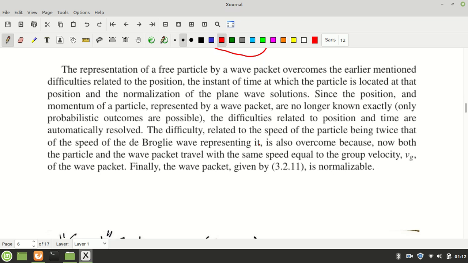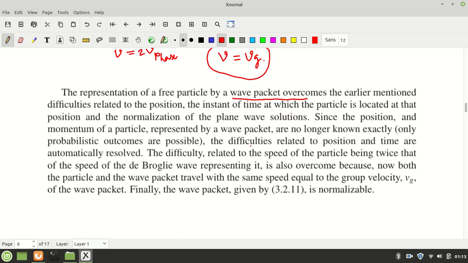So all ideas are conserved, and the wave packet conception, that is the linear superposition of the plane wave solutions for the free particle, saves our life and saves all the theories, all the principles of quantum mechanics as well.